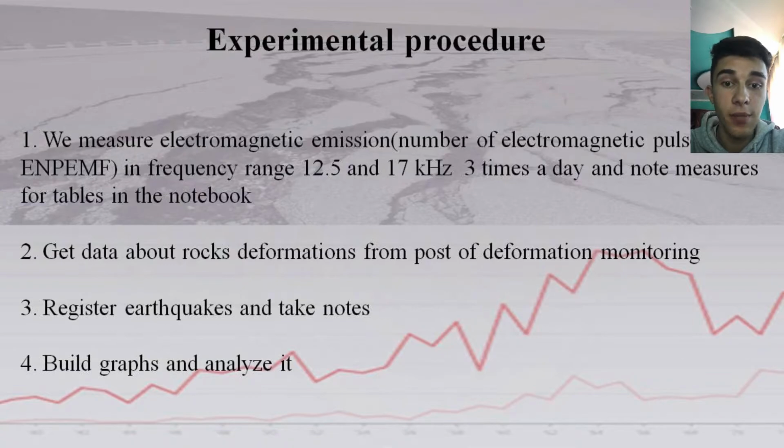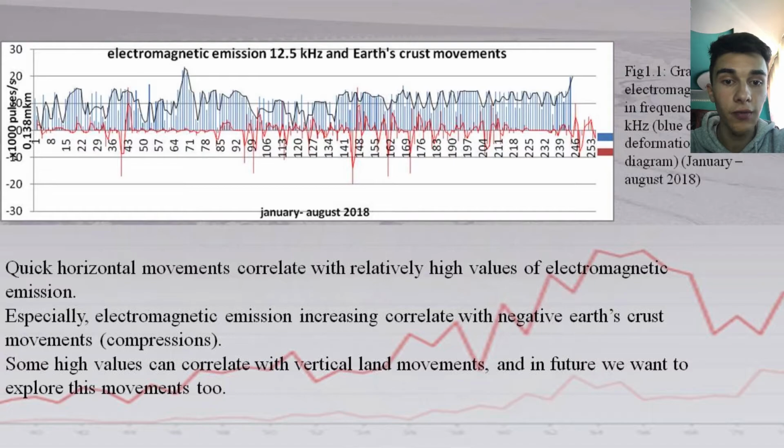For this experiment, we measure electromagnetic emission, the number of electromagnetic pulses, E and B, EMF in frequency ranges 12.5 and 17 kHz, 3 times a day, and note measures in tables in a notebook. We get data about rock deformation from the post of deformation monitoring, register earthquakes and take notes, build graphs and analyze them. First graph. Graph of electromagnetic emission in the frequency range 12.5 kHz, blue diagram.